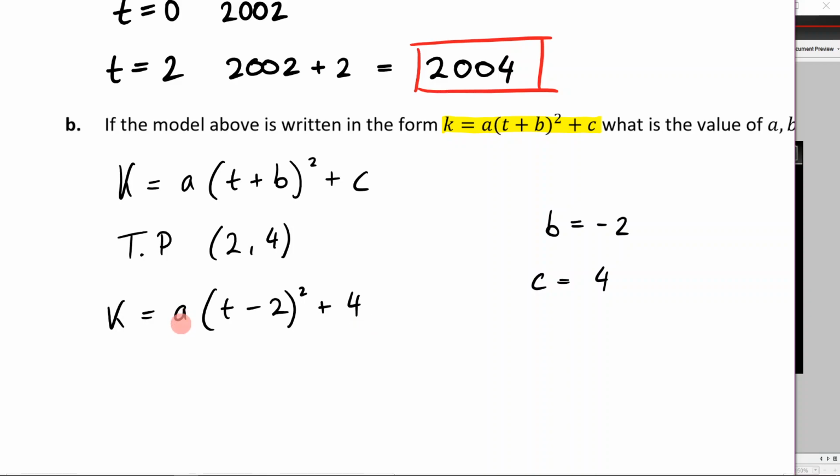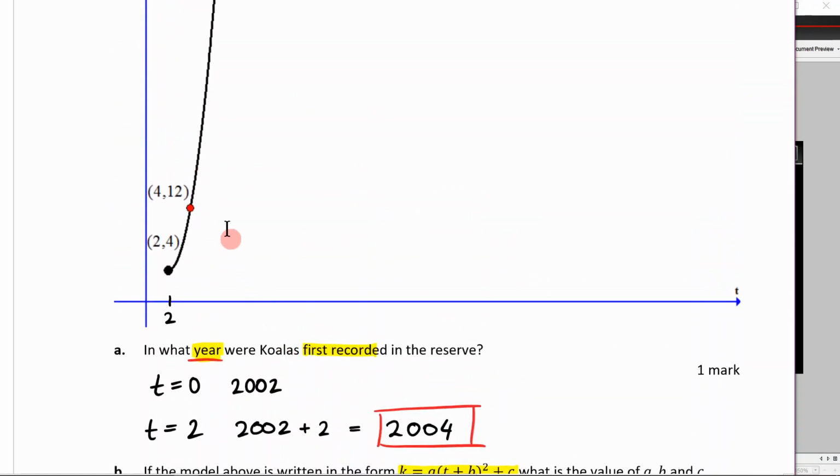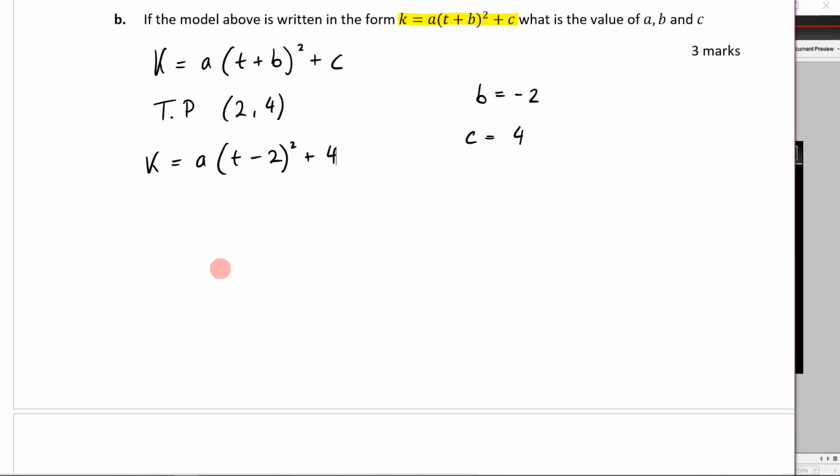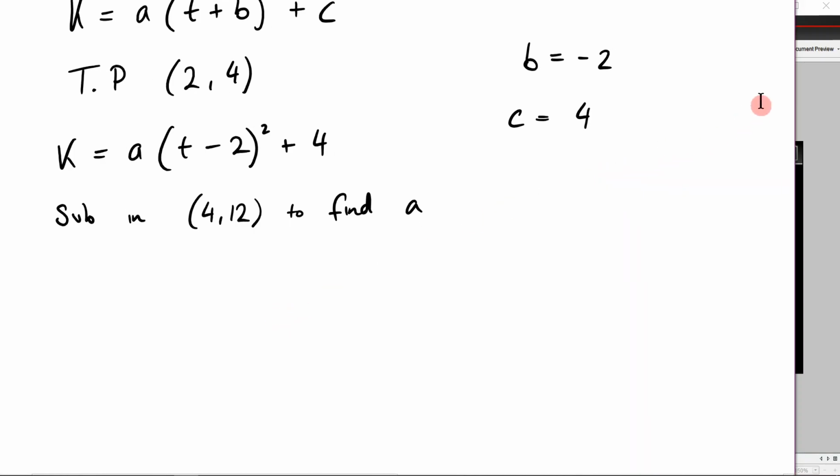Okay, now I need to figure out what A is. How am I going to figure out what A is? Well, to figure out what A is, I'm going to utilize the other point I've been given. So I've been given 4, 12. So I'm going to sub in 4, 12 to find A. And we're going to use our trusty CAS calculator at this point. So let's do that.